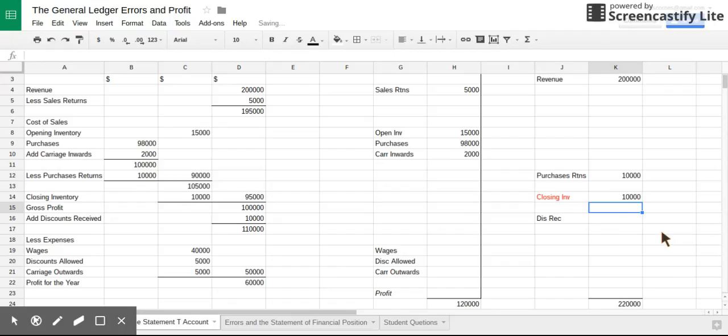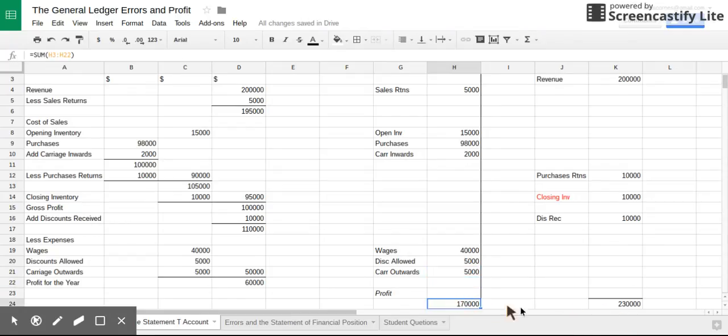Okay. And discounts received, well, that's a form of income. It's 10,000 again. And then we've got three expenses. We've got wages, 40,000. All expenses are debit entries. Discount allowed by the firm is a debit entry because it's an expense to the firm. And carriage outwards, okay, that's also an expense to the firm.